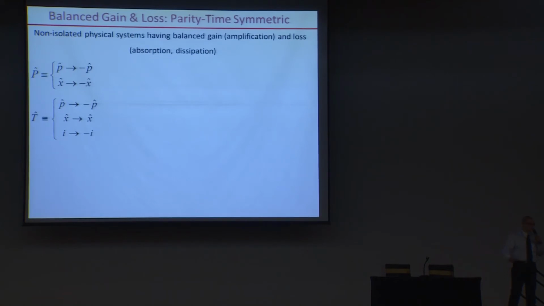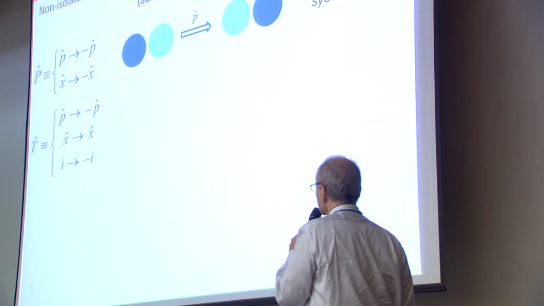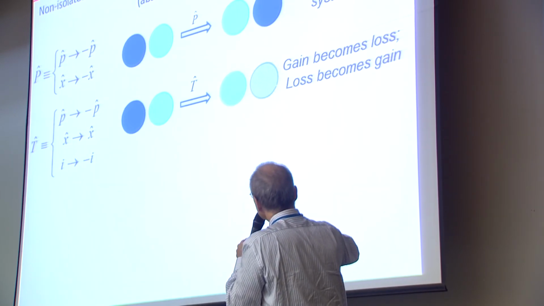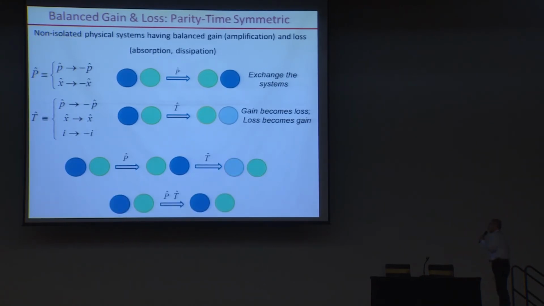There is a cartoon or manga, a way to describe this. You have two systems here. You can exchange them. So that's your parity operator. Or you can do time reversal symmetry, where the gain becomes loss, loss becomes gain. This should be dark blue, but somehow I messed it up. This can be seen if you have, let's say, a ton of money in the stock market and you lose it. If you could reverse time, the loss becomes a gain. Of course, it's not going to happen, but if you could do it. So you can apply the P operator first, and then you can apply T, reverse it, or apply both of them at the same time.